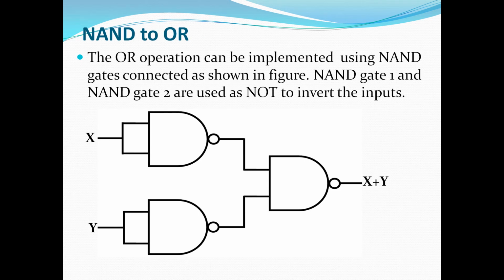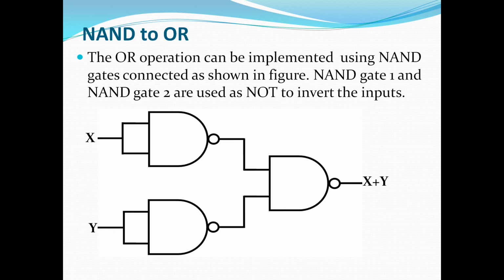The next one is NAND to OR. How are we going to implement the OR operation using the NAND gate? When you implement the OR operation using the NAND gate, three NAND gates are required. See the figure. In that figure, three NAND gates are connected.